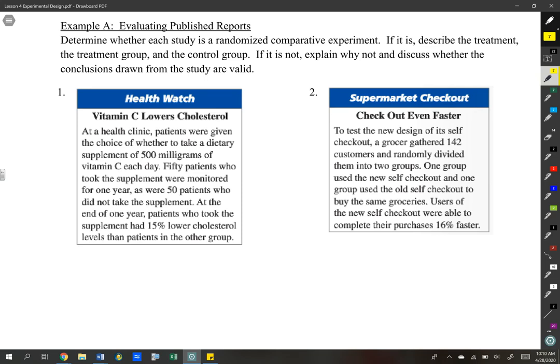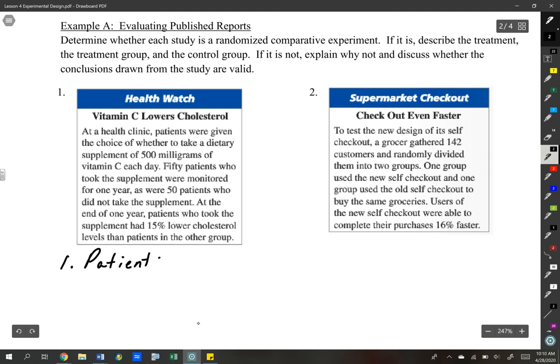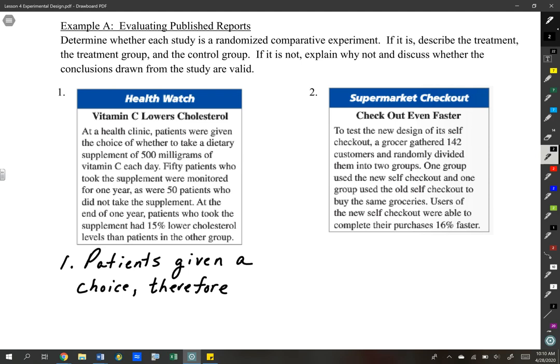All right, and it says that patients were given a choice. So that means it is not randomized. So we're going to write that down here. Patients given a choice, therefore not randomized. So you wouldn't be able to give them a choice. You'd have to randomly select patients for each group. Right, and since this is not randomized, we really don't have to answer any other questions.